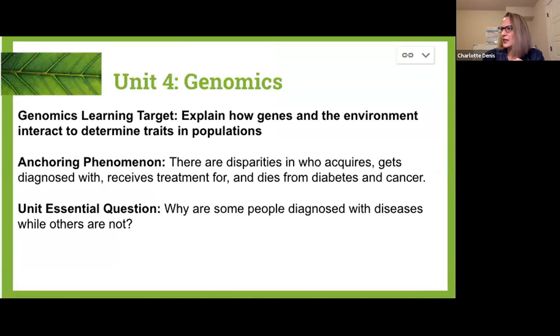So the learning target is basically the same: looking at how genes and environment interact to determine traits in populations. And the anchoring phenomenon has been kept basically the same, to indicate that there are disparities in how people in different groups and in different geographic locations get disease, particularly diabetes and cancer. The idea is to expand that, using diabetes and cancer as examples for things that are happening in a variety of diseases and conditions.